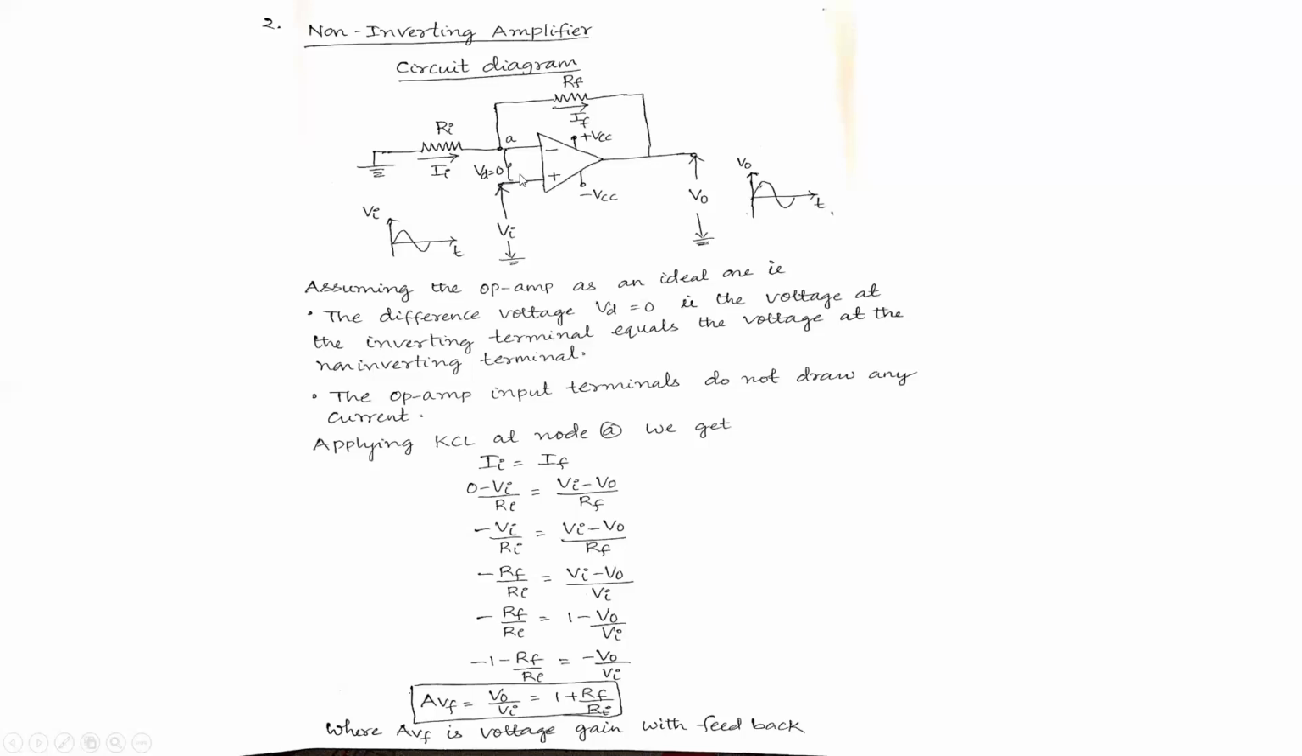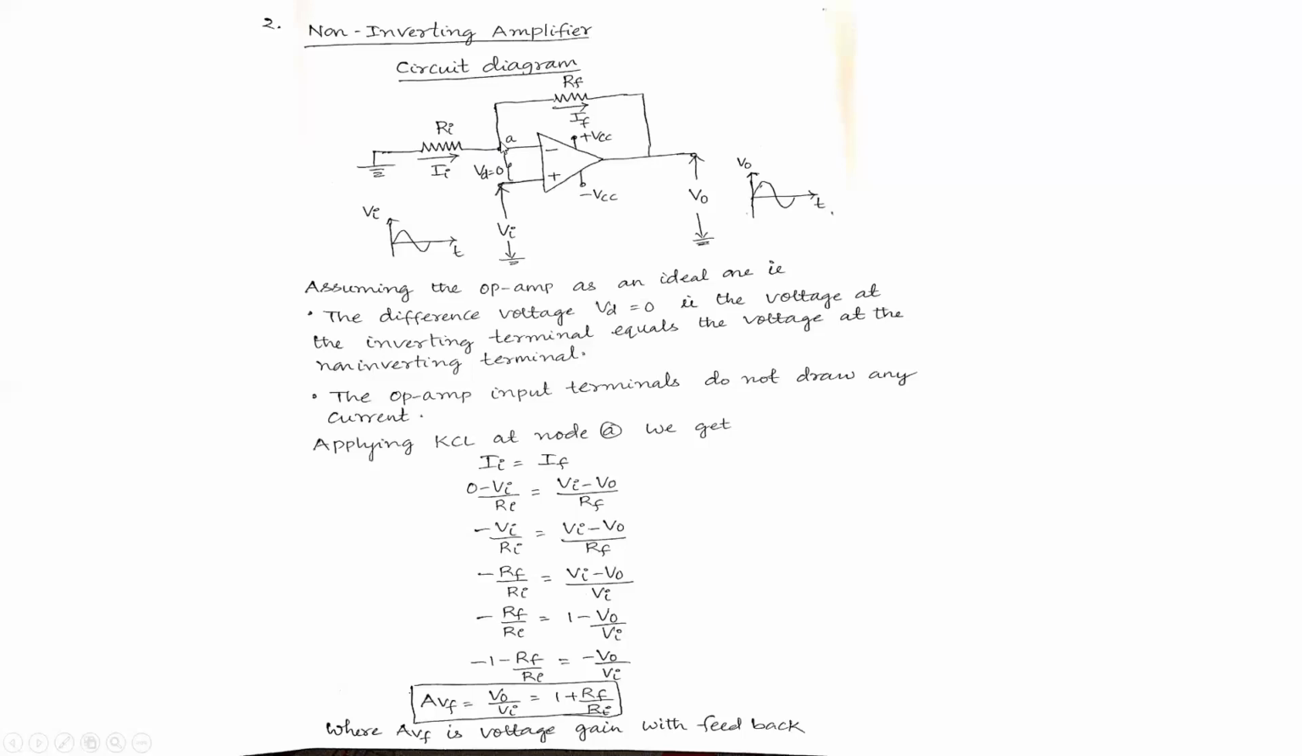And the second assumption is the op amp input terminals do not draw any current, because the input impedance of an ideal op amp is infinity. If the impedance is infinity, the current will be equal to 0. I equals V by Z, V by infinity is 0. With this assumption, we shall apply KCL at this node A and derive the expression for the gain.